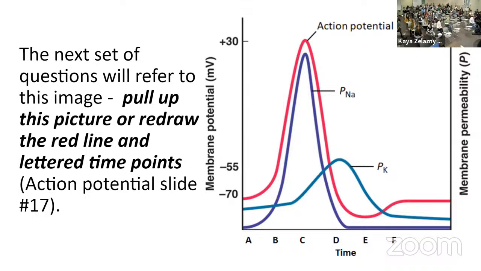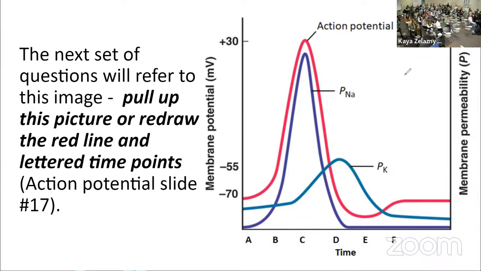Okay. So when we left off last time, we got through most of our action potential. We were talking about the refractory period. We're going to go through a couple of questions, revisiting these main phases of our action potential, so we can check that we're all more or less on the same page. This picture is in your slides, I believe on slide 17. If you don't have those with you, the next couple of questions are going to refer to this red line that we're looking at.